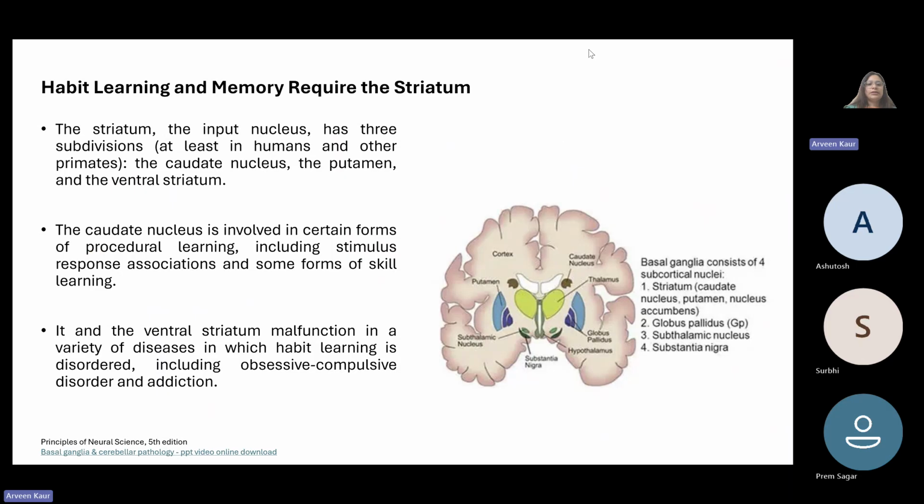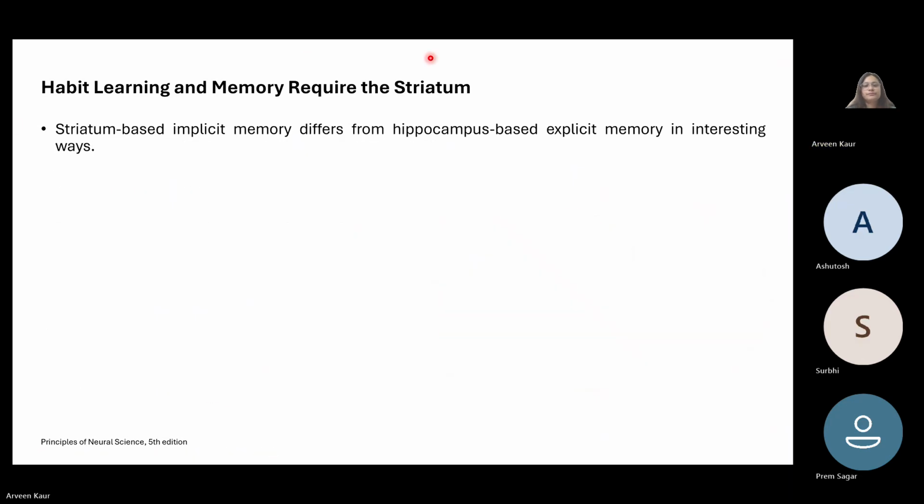So these are the four nuclei of the basal ganglia. The striatum, the input nucleus, has three subdivisions in humans. These are caudate nucleus, putamen, and ventral striatum. Caudate nucleus is involved in certain forms of procedural learning, including stimulus response associations and some form of skill learning. It and the ventral striatum malfunction in a variety of diseases in which habit learning is disordered, including obsessive compulsive disorder as well as addiction.